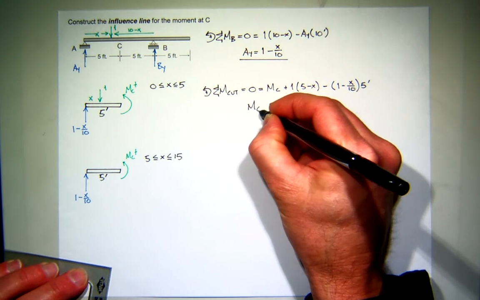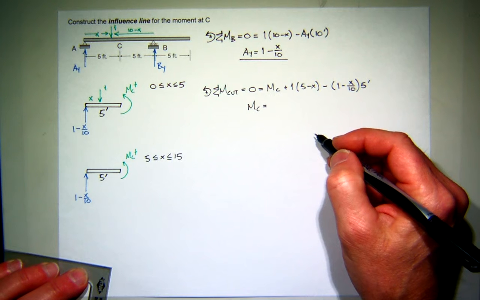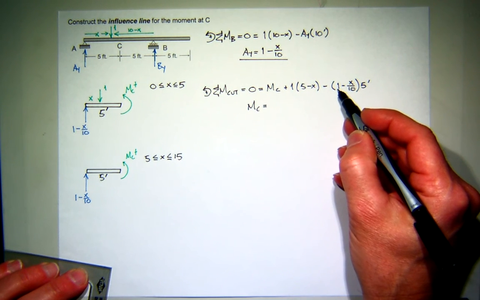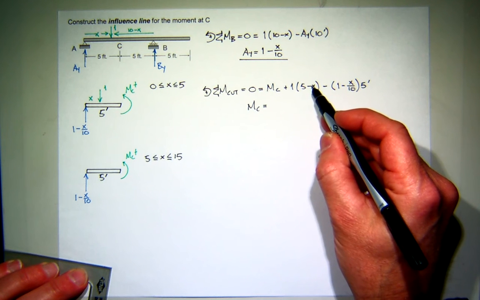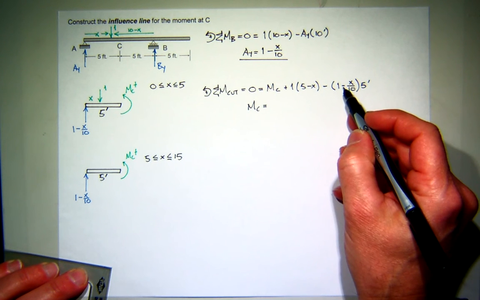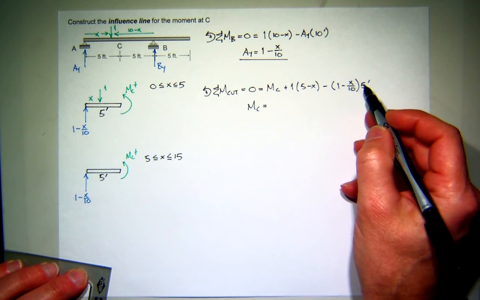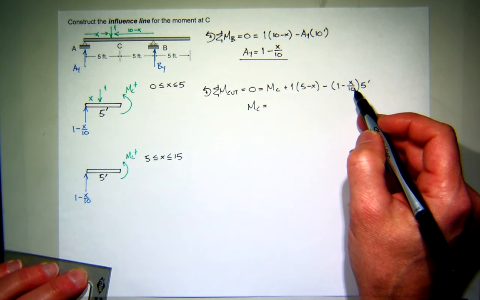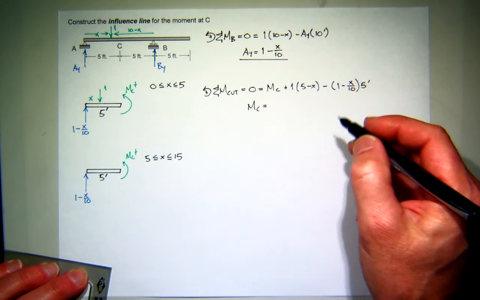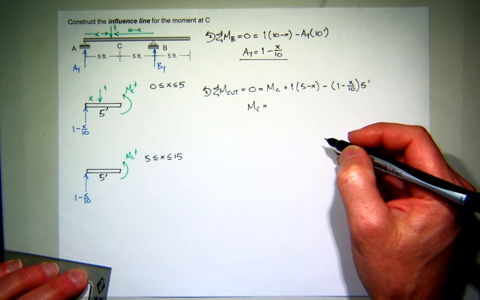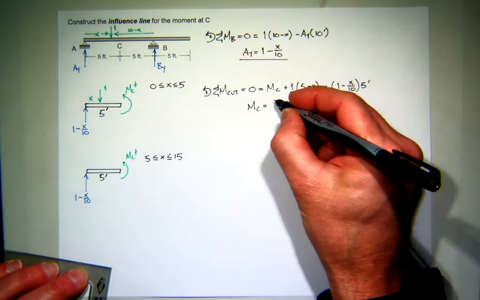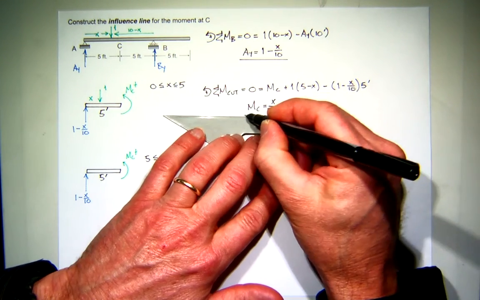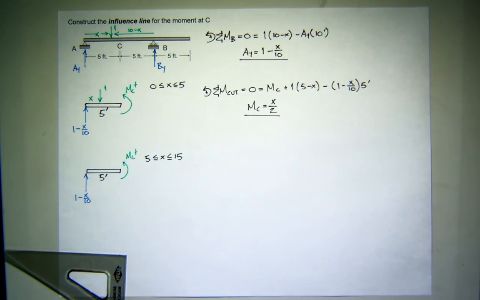So let's see, MC is equal to, all right, I've got a positive 5 here, and I'm subtracting 5, so that cancels. I have a negative x here, and then I have a positive x over 10, 5x over 10. So negative x plus positive half x gives me negative x over 2. And throw that to the other side of the equation, I get positive x over 2. That may not have been the most eloquent way of doing that.